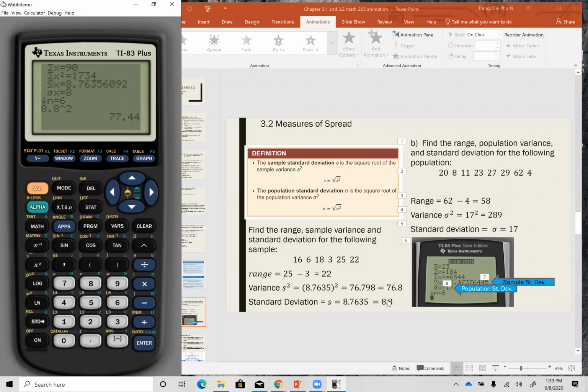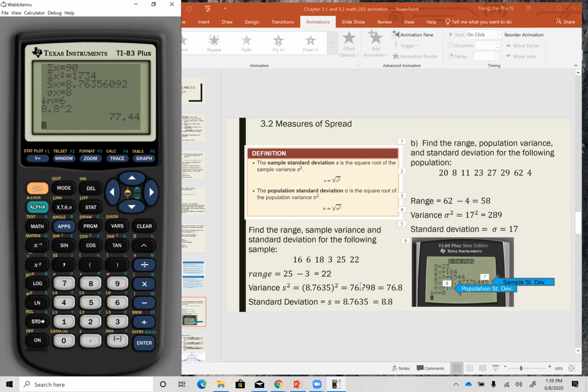So again, don't use the rounded number in your process. Everybody understand what I'm talking about here, that we're not using the 8.8, rather we use the actual 8.76356 or something like that. We only round at the end, okay?